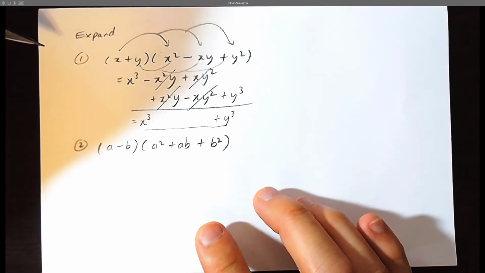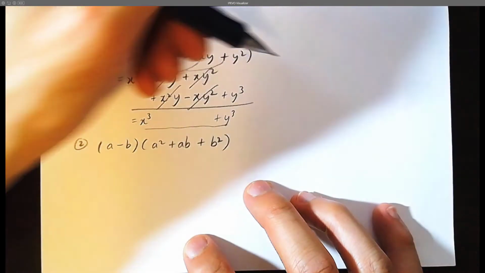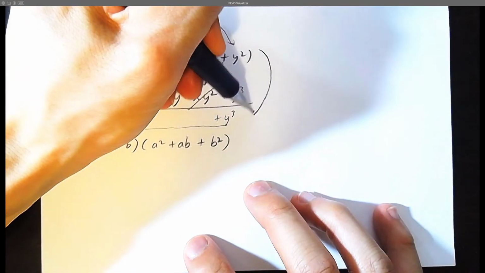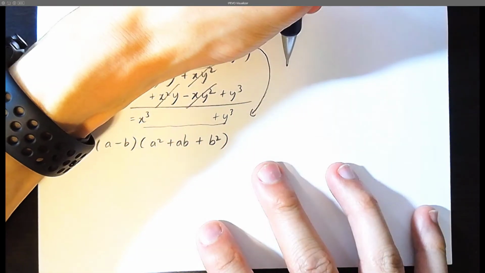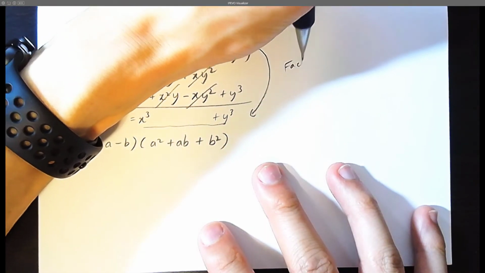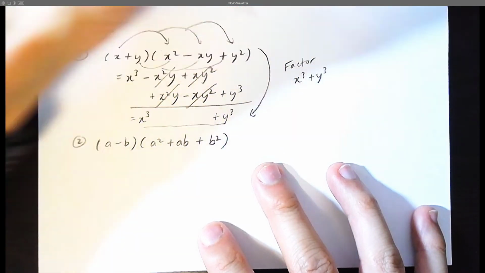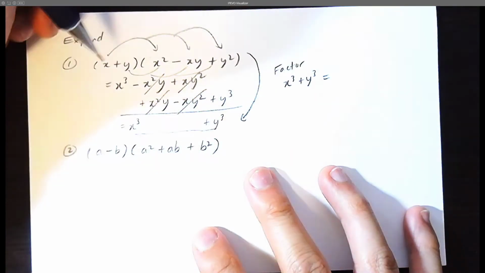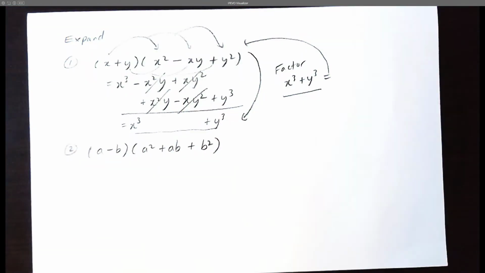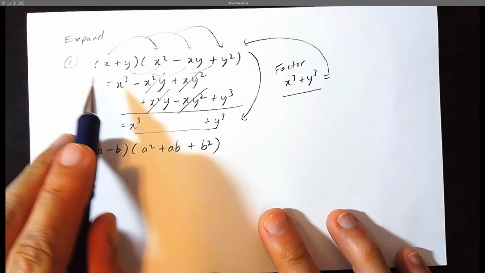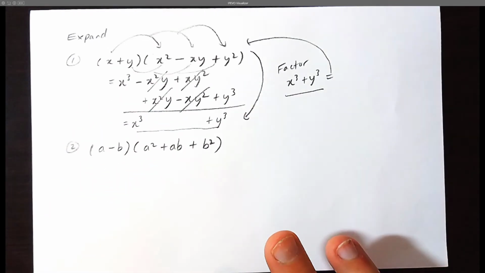So later in this playlist, we're going to practice not expanding polynomials, but we're going to practice factoring. So we can practice going forward very easily, but it's nice to memorize that you can go backwards as well. So later we're going to factor x cubed plus y cubed, and hopefully you'll remember that this factored is equivalent to x plus y, x squared minus xy plus y squared. More about that later.